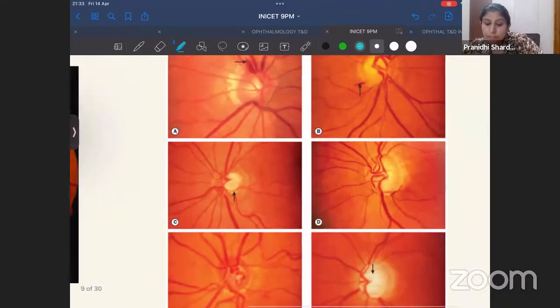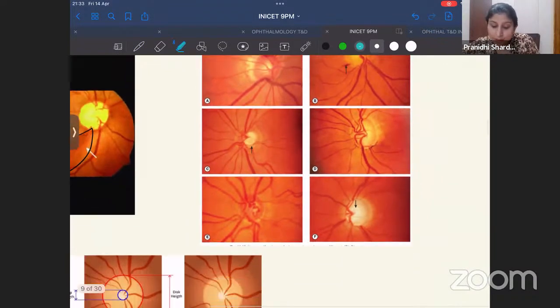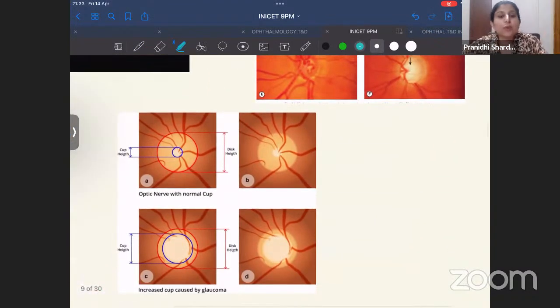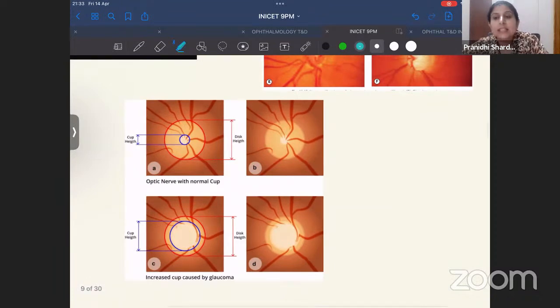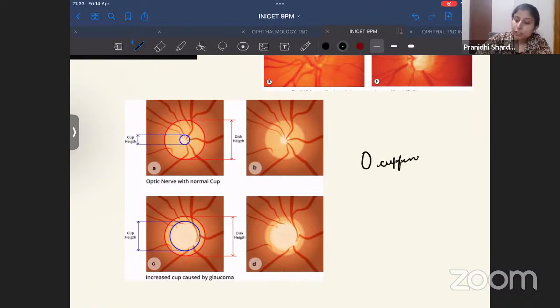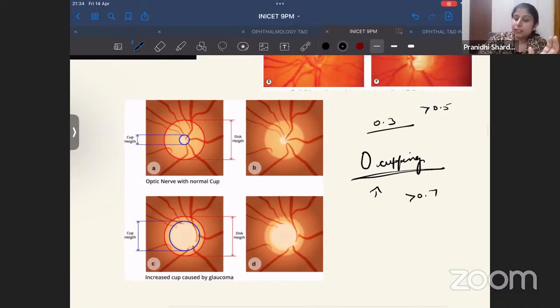Now, the other fundus changes we can see in glaucoma. The most characteristic is an increase in the CD ratio, which is the oval cupping. The shape of the cup, the increase in the cup, is oval. In numbers, normal CD ratio is 0.3. More than 0.5 is a glaucoma suspect. Whenever it is more than 0.7, it is straightforward glaucomatous cupping.